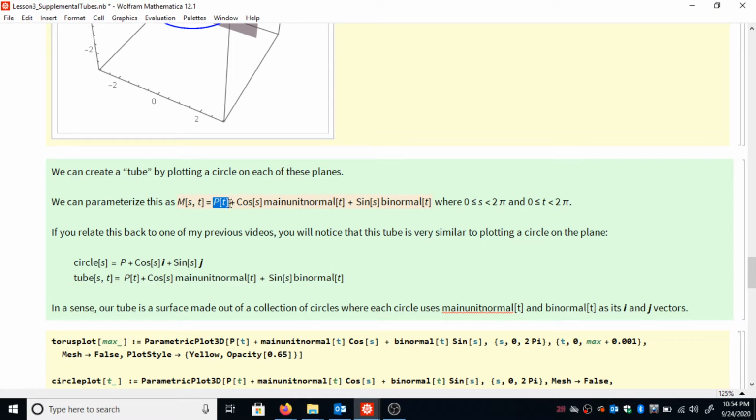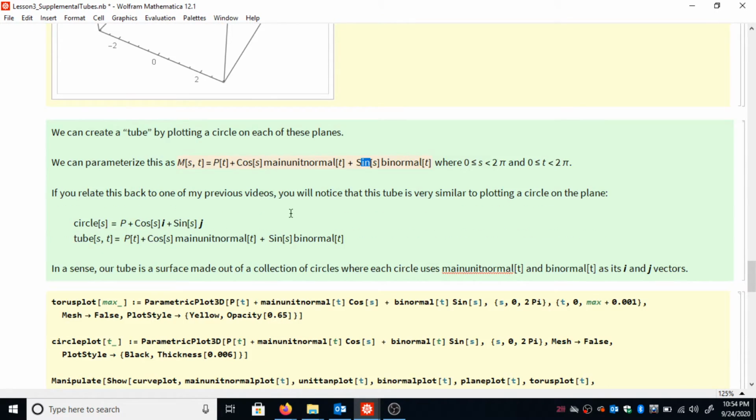So it's basically a starting point plus cosine times i plus sine times j in a sense, and then as we let t vary along the whole length of our curve, that'll be a bunch of starting points with a bunch of different i and j vectors with a bunch of different circles. So that's what's going to give us that effect of getting a tube.